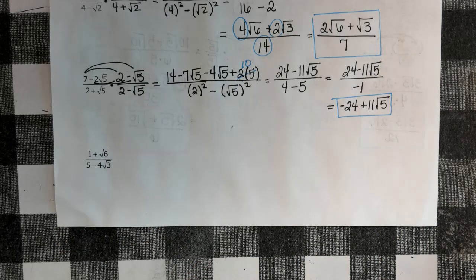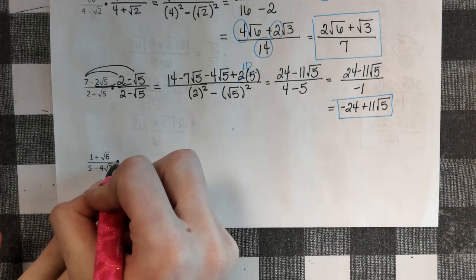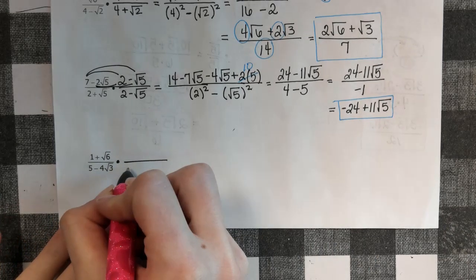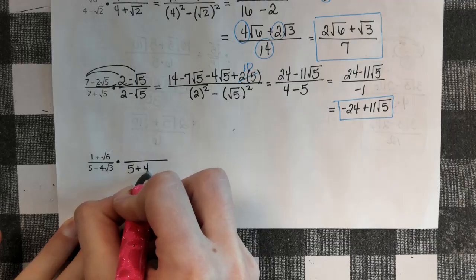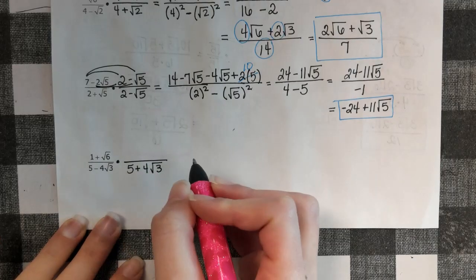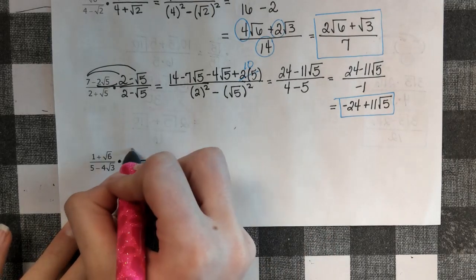Okay? I have 1 plus square root of 6 over 5 minus 4 square root of 3. So what is my conjugate? 5 plus 4 square root of 3. Very good. Can y'all all recognize that? Okay.